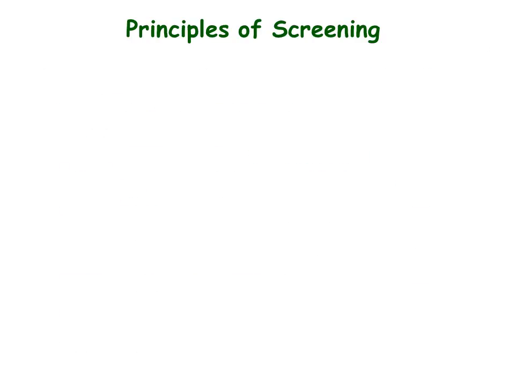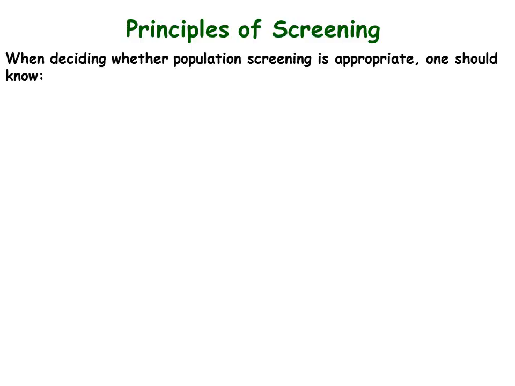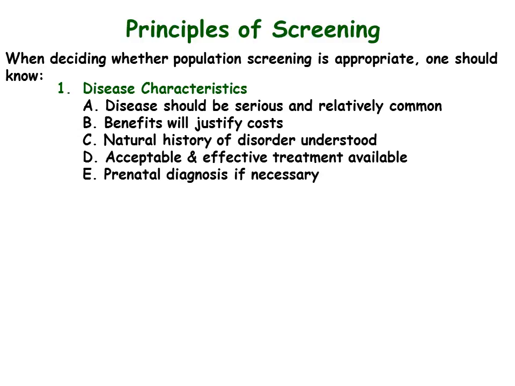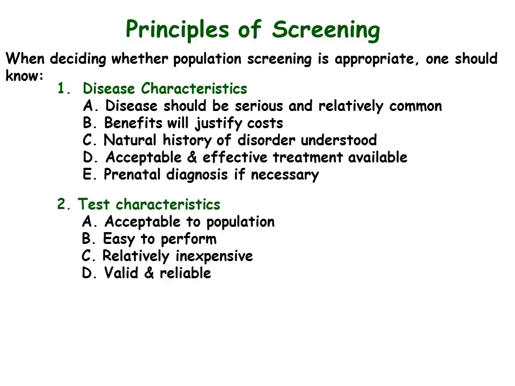Of course you do. So, again, this is not in the textbook, but I thought I'd go through this very quickly. Principles of screening. When deciding whether population screening is appropriate, one should know disease characteristics. The disease should be serious and fairly common, so the benefits will justify the costs. You have to understand the natural history of this disorder in order to do this. There's got to be an acceptable and effective treatment and prenatal diagnosis if necessary.